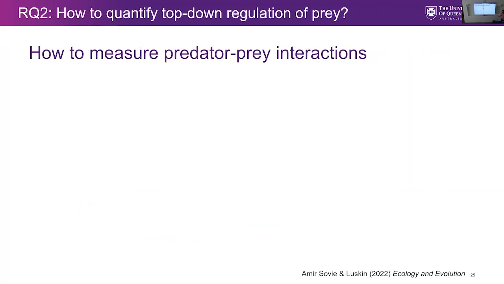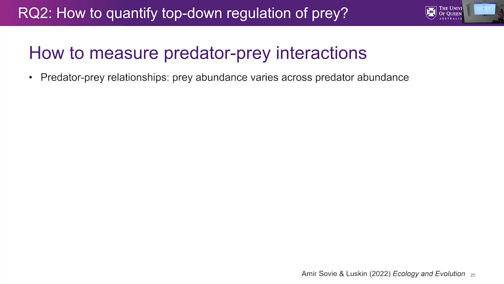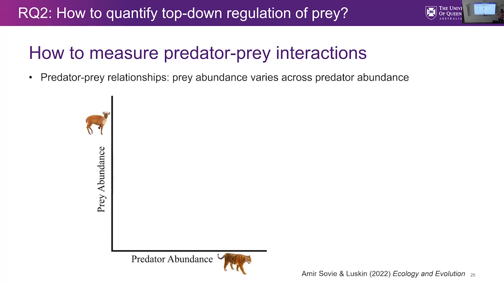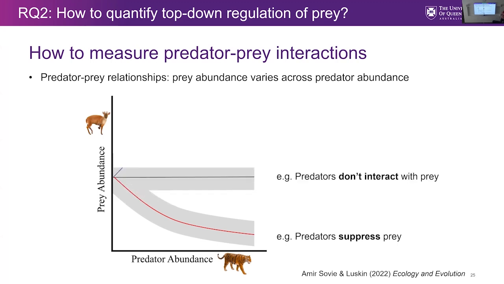So on to the second question of quantifying predator-prey interactions. I decided we could look at predator-prey relationships by seeing how prey abundance varies due to predator abundance. The signal we would be looking for in a trophic cascade is this negative relationship, where prey abundance increases as predator abundance declines. We could also observe this flat relationship where predator and prey are not interacting, which could be due to a number of different reasons.